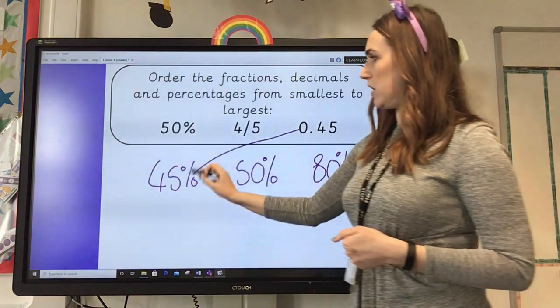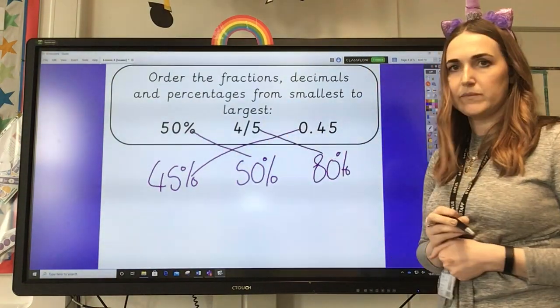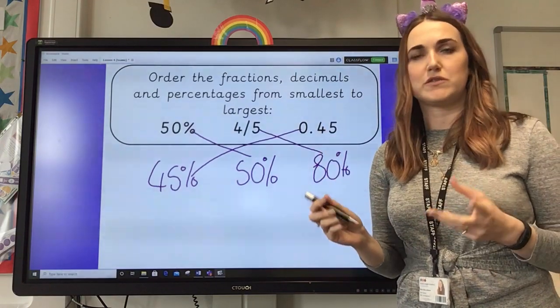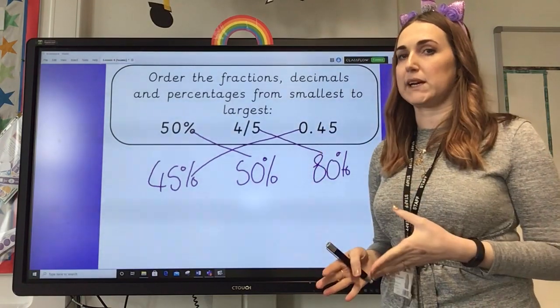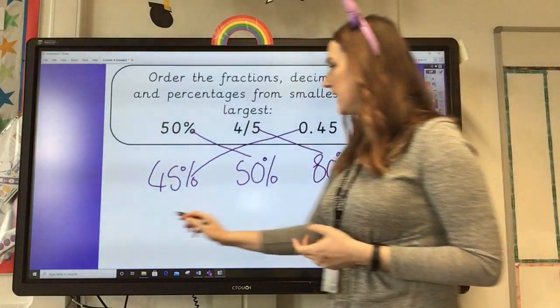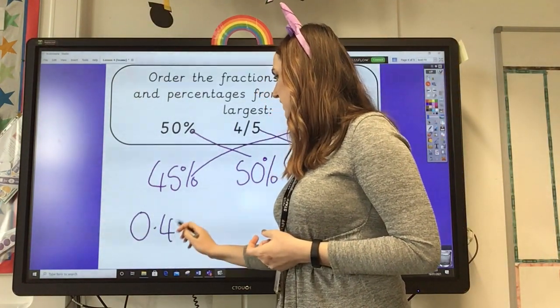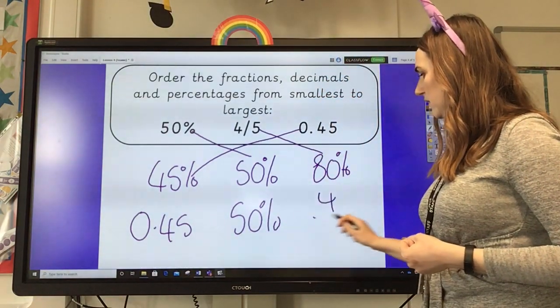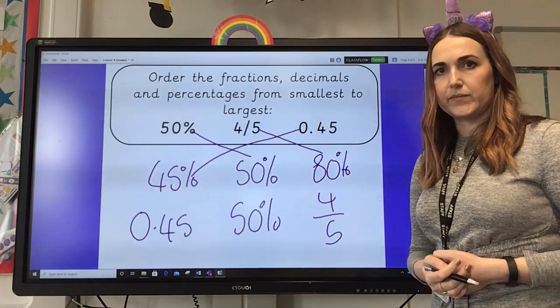And this one was this one, this one was this one, this one was this one. But what is really good to do, like when we ordered fractions we did this, is to put the original number back in order. So that's not wrong, but what I would probably want to see is you to put what was there originally in the question as your answer, like that.